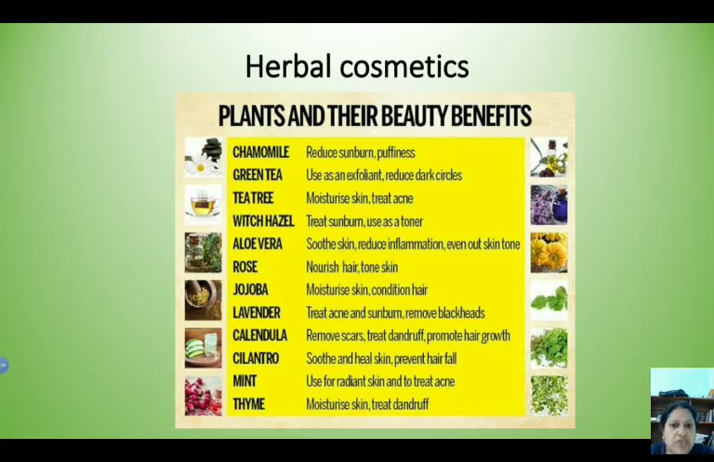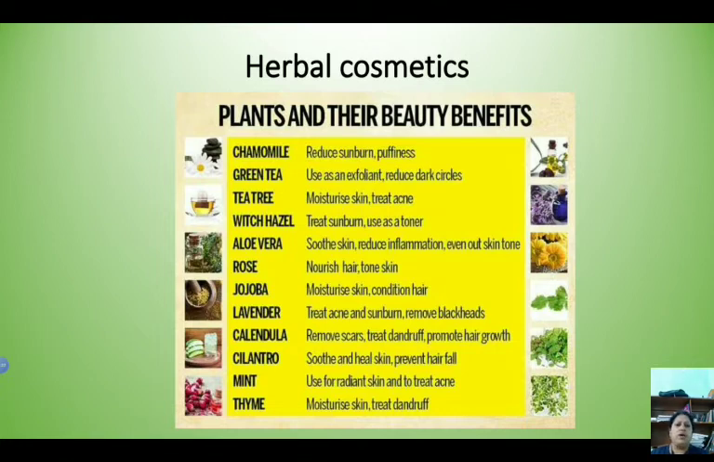And next is tea tree. Tea tree oil is available in the market, and it is a skin moisturizer and also treats acne. Then witch hazel is also used for treating sunburn and as a toner. Next you can see aloe vera. It's used for soothing skin, reduces inflammation, and evens out skin tone. Then you can see rose. It nourishes hair and also tones your skin.